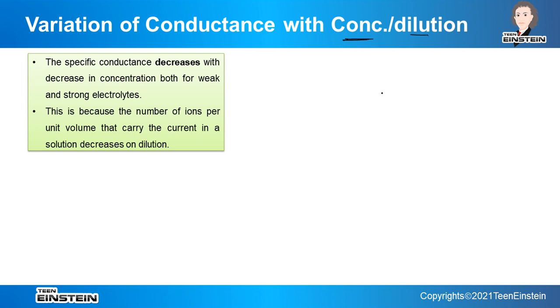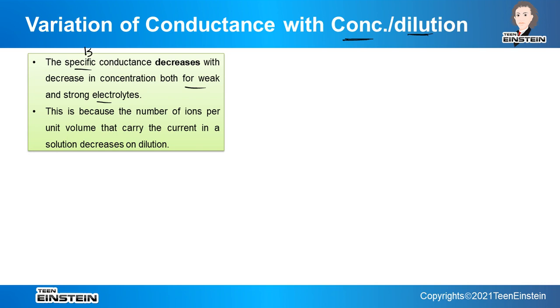When concentration is very high, that means it is not a dilute solution, it is a very concentrated solution. And when concentration is low, then the solution is dilute. That means concentration and dilution are inversely related to each other. As you are increasing concentration, it is becoming less and less dilute. The specific conductance, that is kappa, means the conductance produced by all the ions present in unit volume. So it will decrease with decrease in concentration, that means with increase in dilution, for both weak and strong electrolytes.